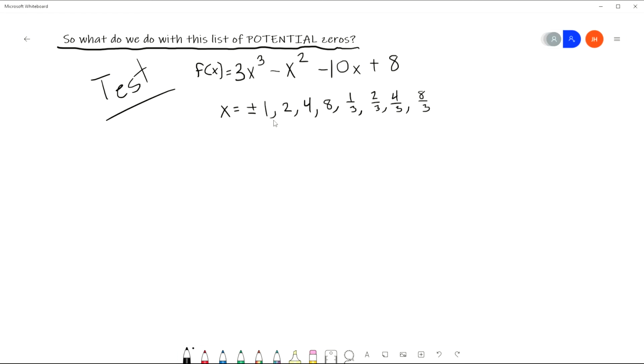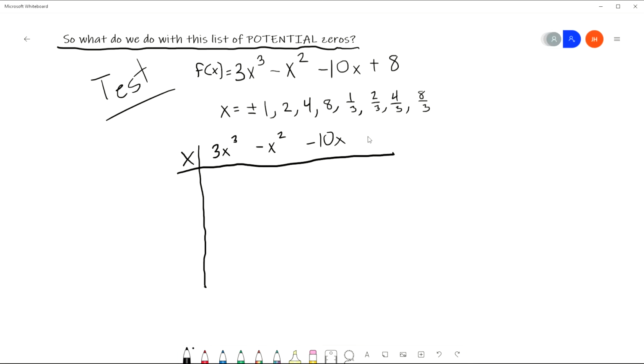So it's actually pretty easy to test it. All you have to do is plug them in and see, does it equal 0? The most efficient way to do this, y'all, is to create a table. I really recommend you make a table, because I promise you, it'll make your life so much easier. So we're going to be testing different x values, and we're plugging them into these 4 terms: 3x cubed minus x squared minus 10x plus 8.